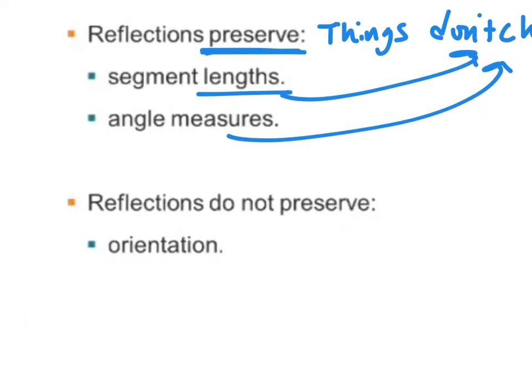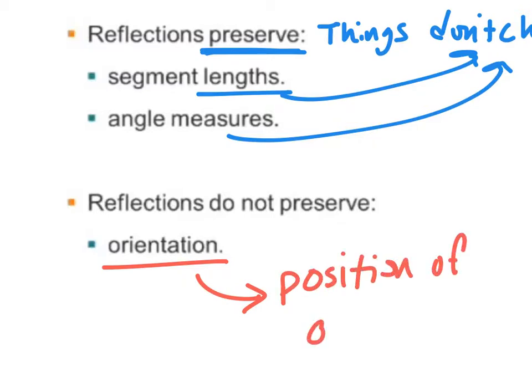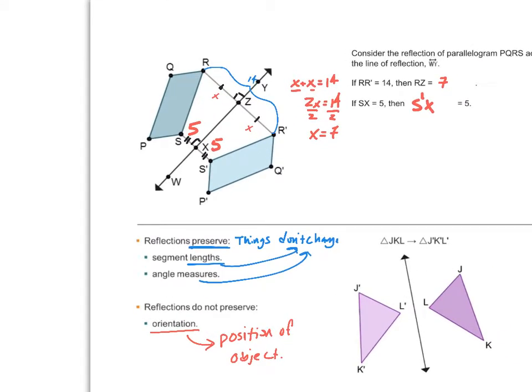Okay, now the thing that happens is reflections do not preserve orientation. Now, orientation, that word means the position of the object, okay? And so let's look at the past example up here. You have to think of the position of the object. So this parallelogram is pointed straight up like this. The distances in each parallelogram are going to be the same, but they're going to orient themselves differently.